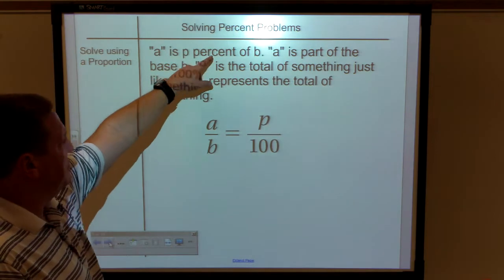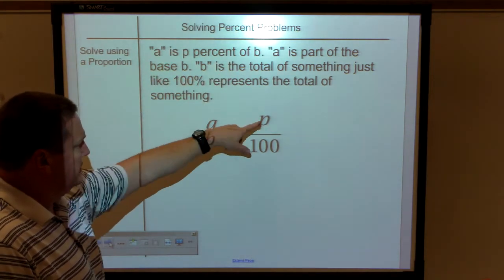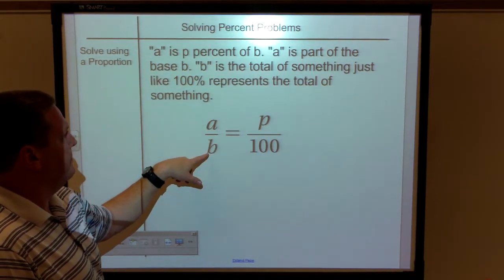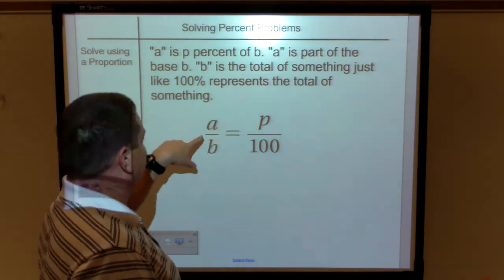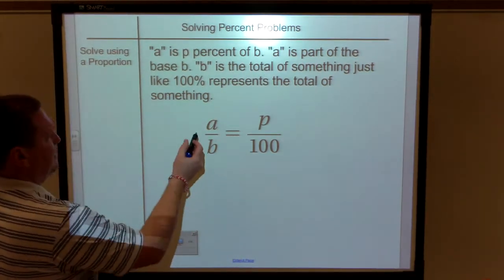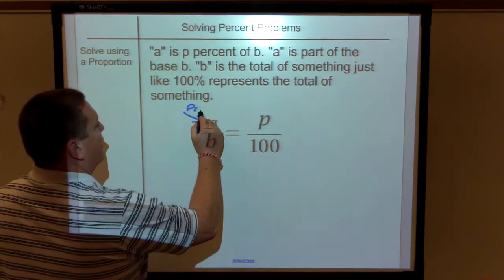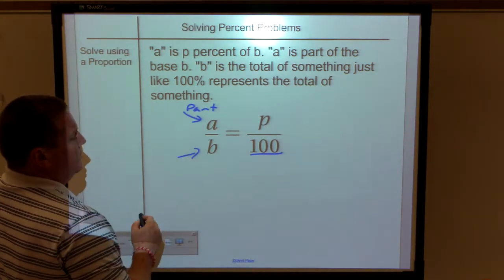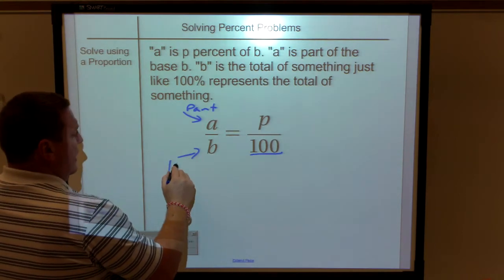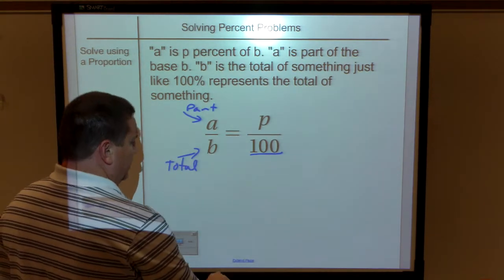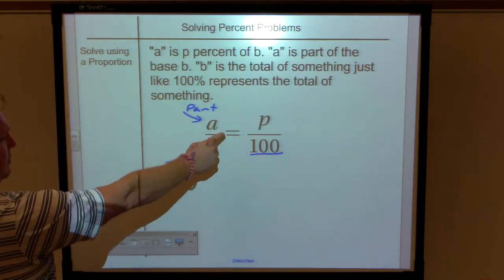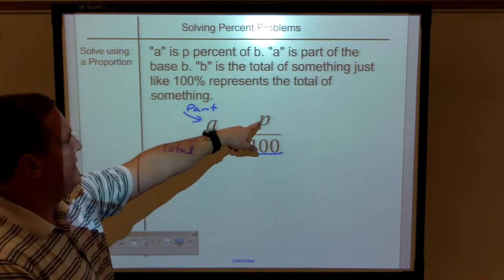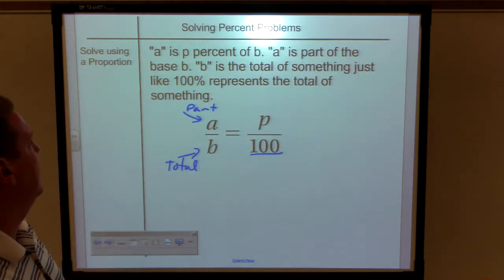Solving using a proportion. A is P percent of B. A is this percentage of B. A is part of the base. So this is the part, and since 100 represents the total, B, we call it the base, but you can also call that the total number as well. So you've got part of the number, or part of the total, and you've got the total there, and P simply represents the percentage of something.